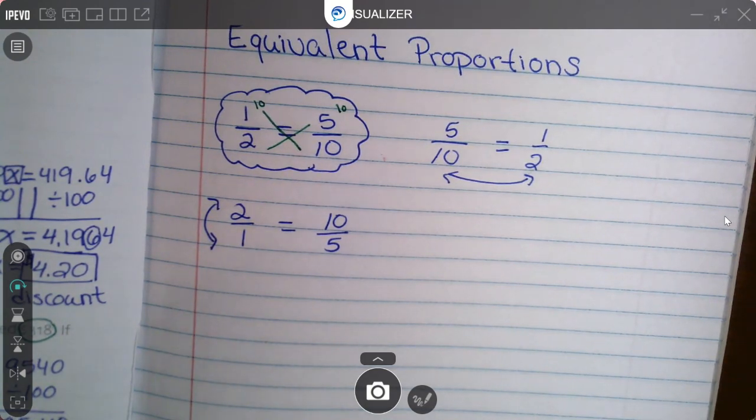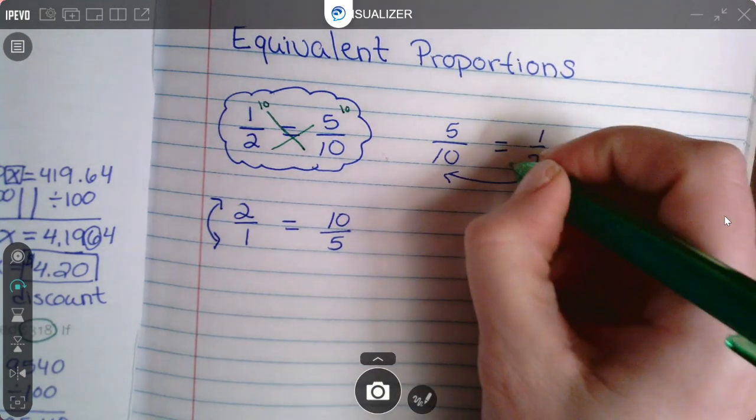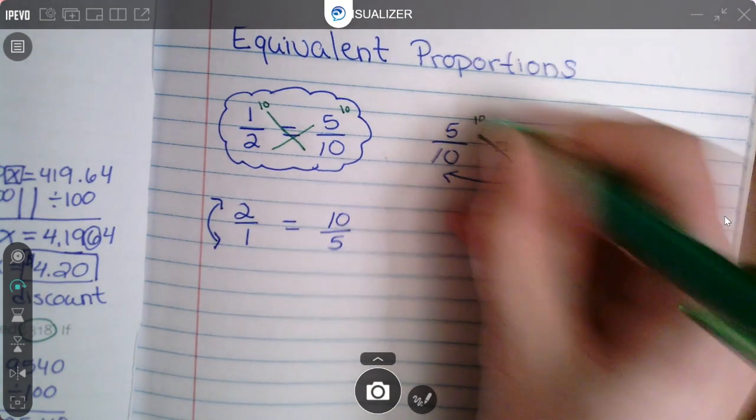The ratios are equal. I could do the same thing over here, okay? If I were to take that 2 and multiply it by 5, that would give me 10.